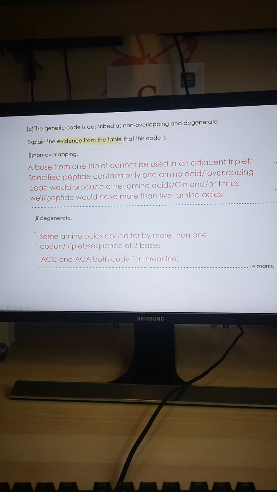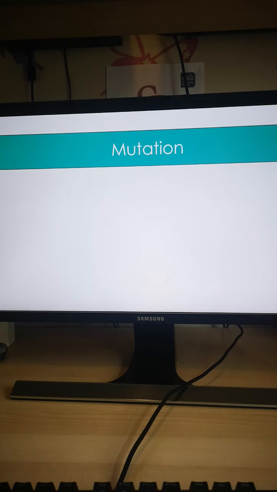Right, going back into your keynotes now, and we're in the mutation section. So we've just got to have a think about what mutations are.